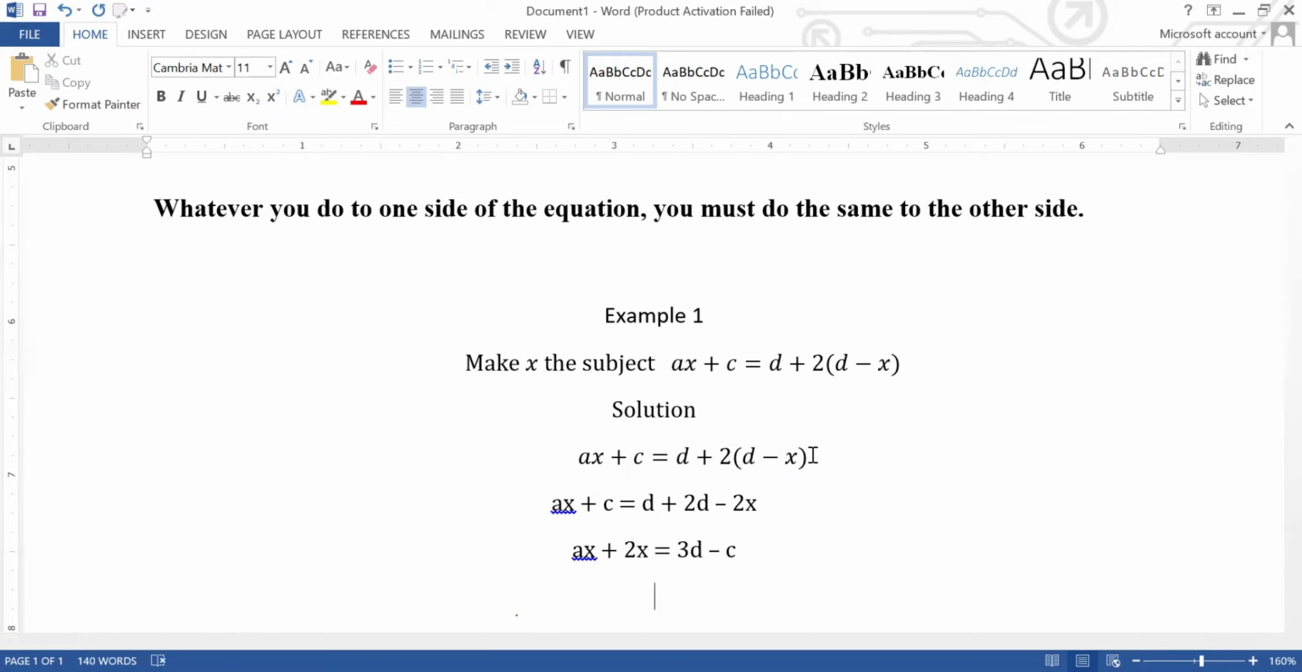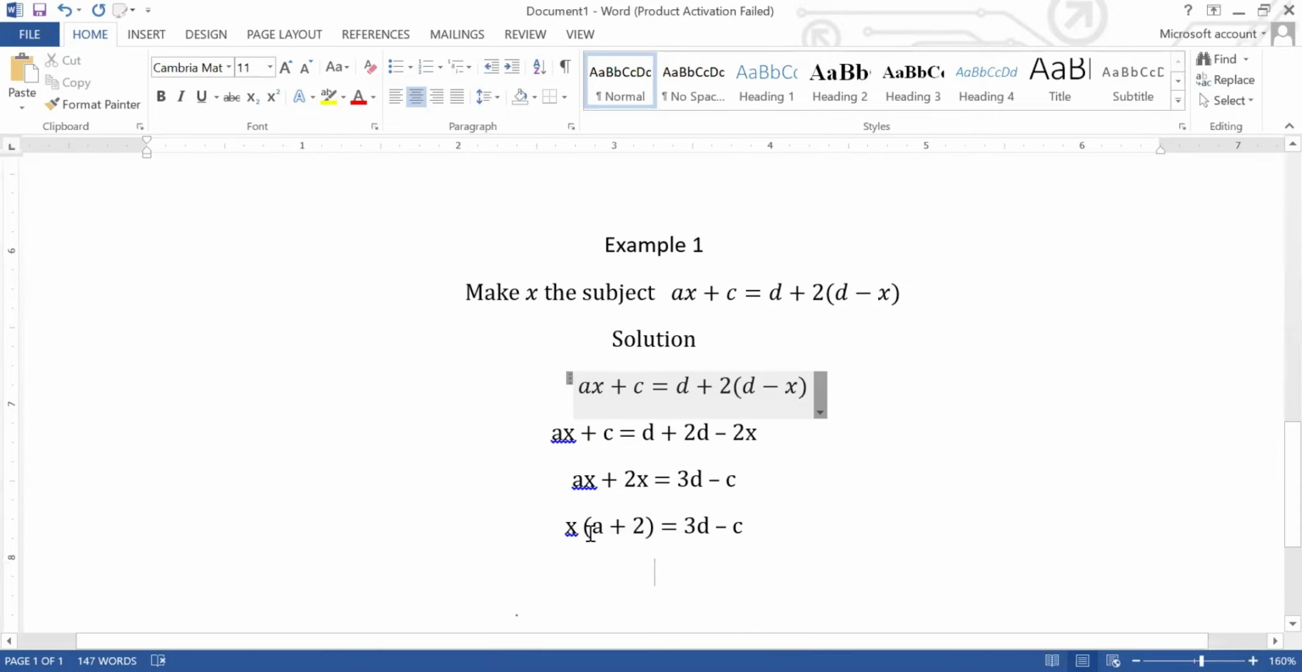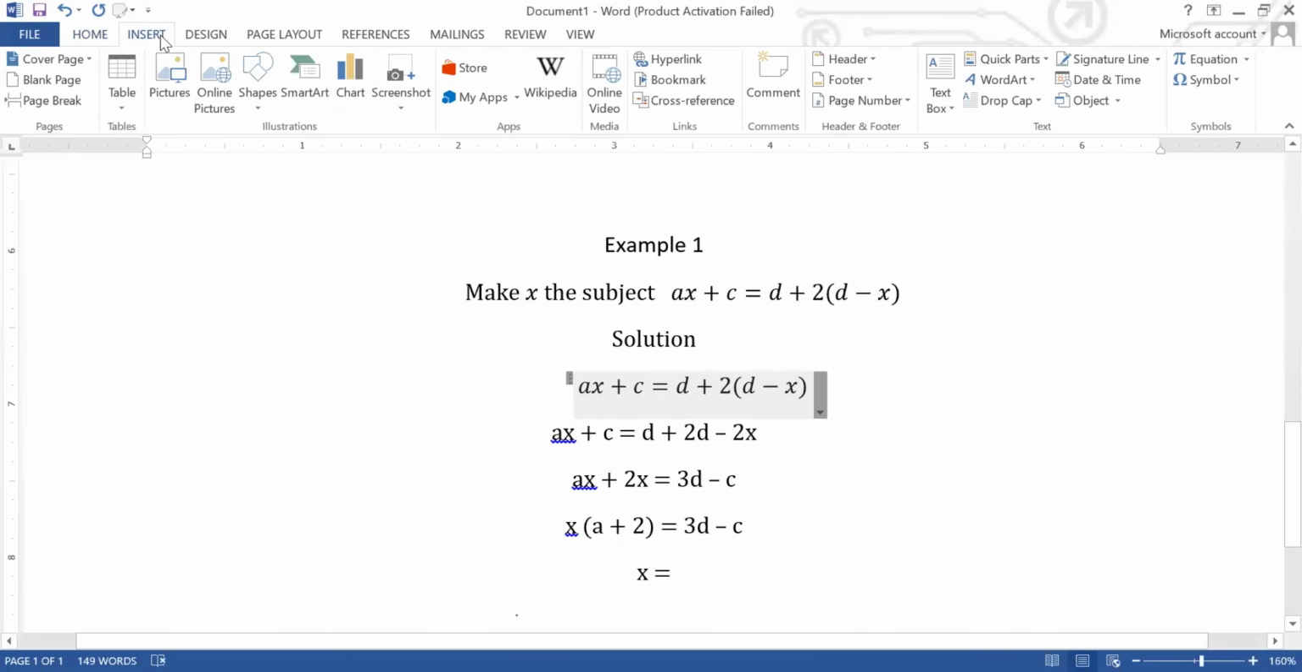All right. So after that, I make x stand alone in this equation. So I factorize x out. We studied that in algebra. So a plus 2 is equal to 3d minus c. Then we want x to stand alone, so we divide, right? So x will become equal to, let's pick up.